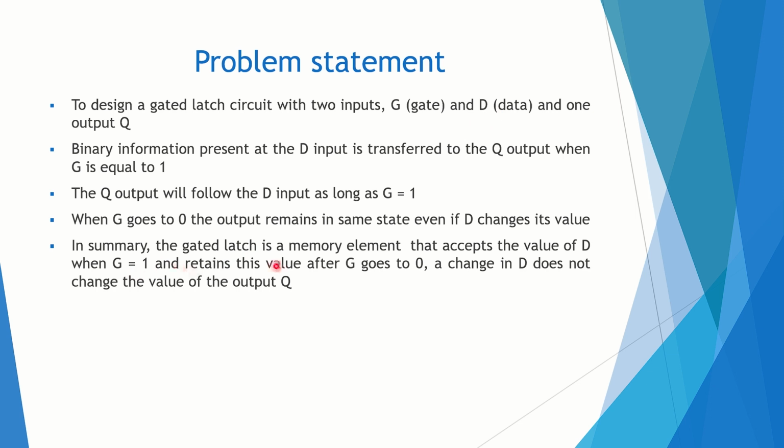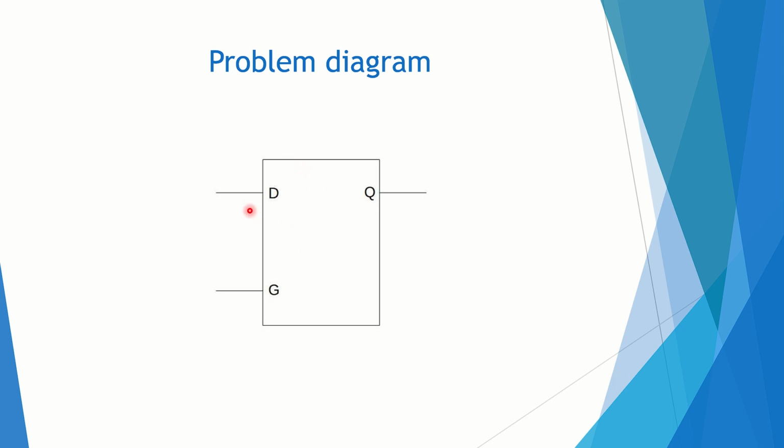So in summary, the gated latch is a memory element that accepts the value of D when G is equal to 1 and retains this value after G goes to 0, and a change in D does not change the value of the output Q. Why it is called a memory element: when G goes to 0, whatever value is at Q is retained, it is remembered. That is why it is called a memory element. And this is the block diagram. There are two inputs D and G, and the output Q. You have to find the internal circuitry of this block diagram.